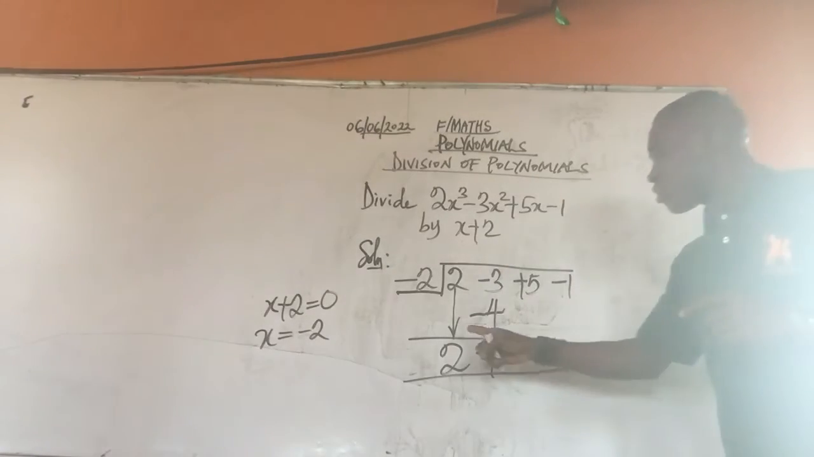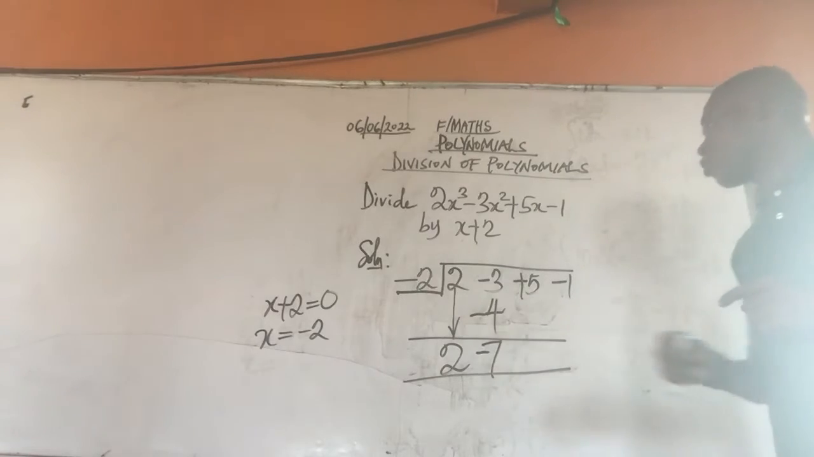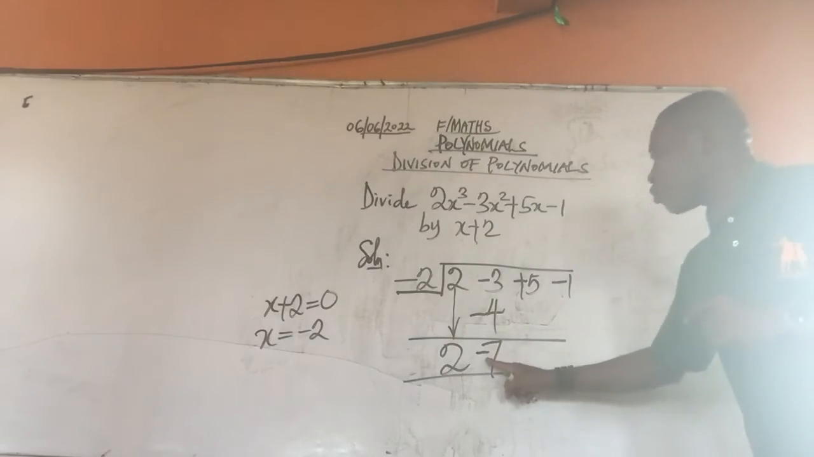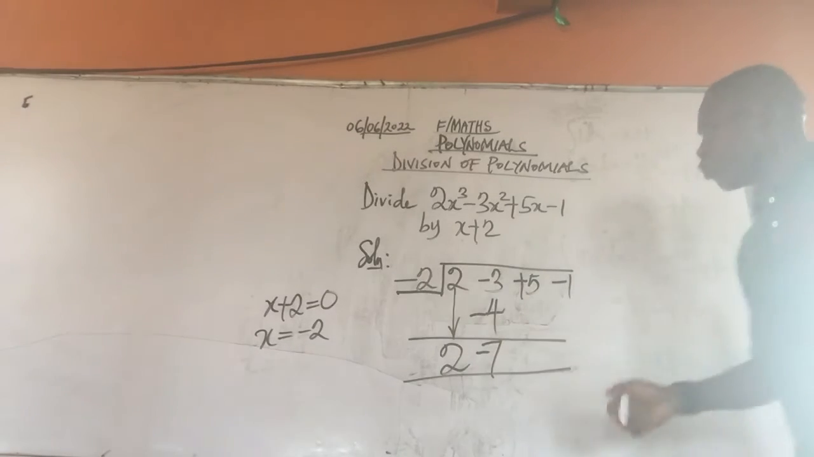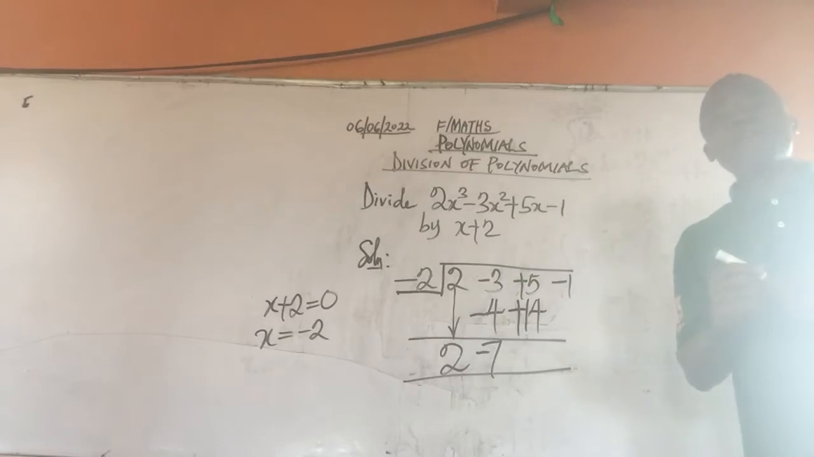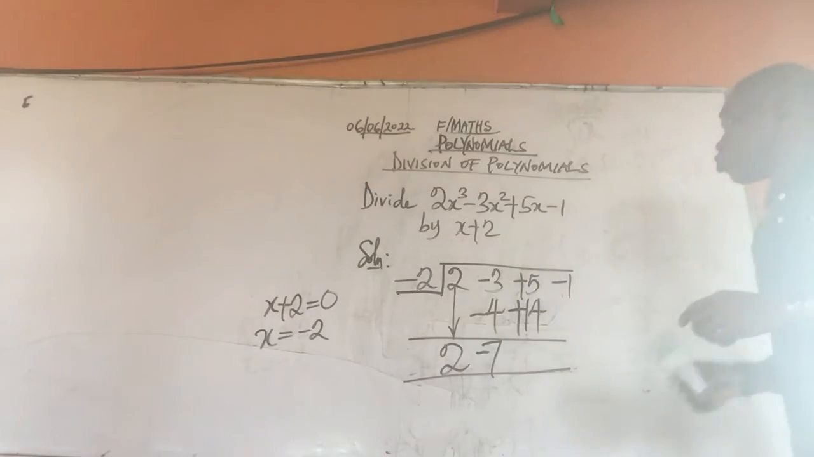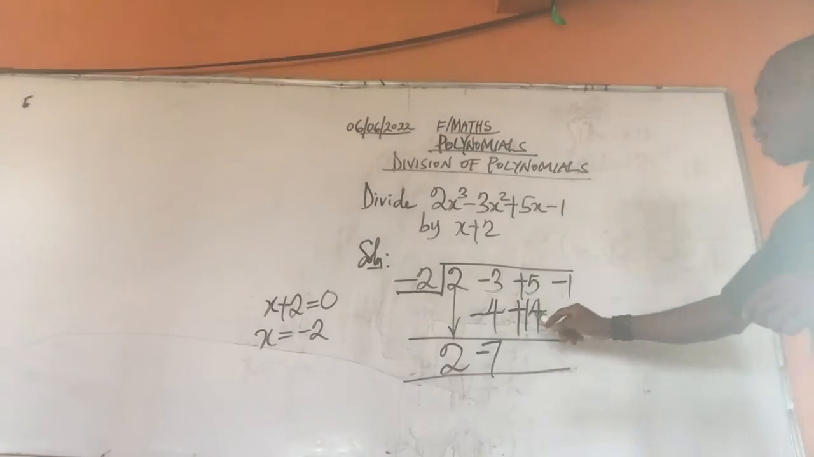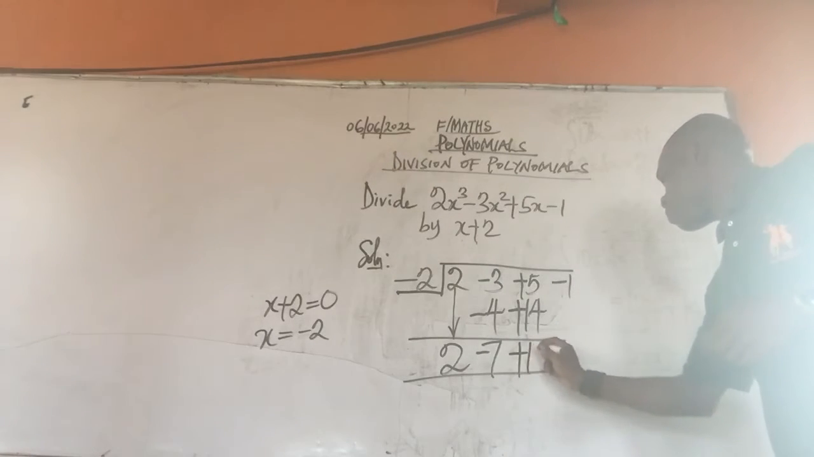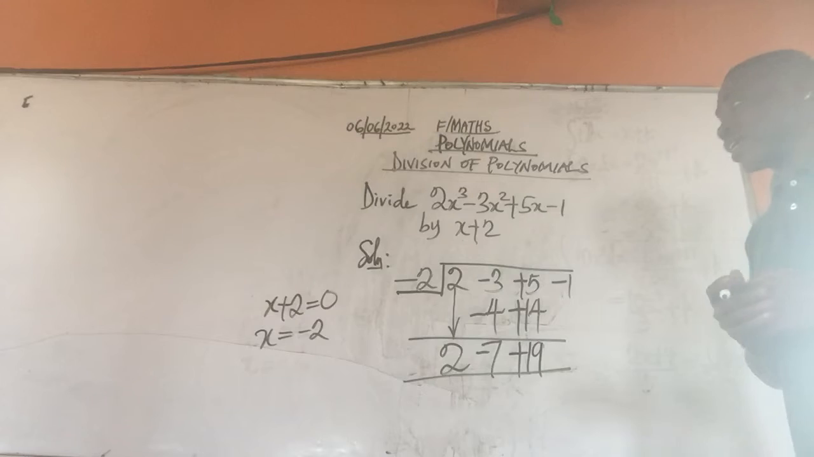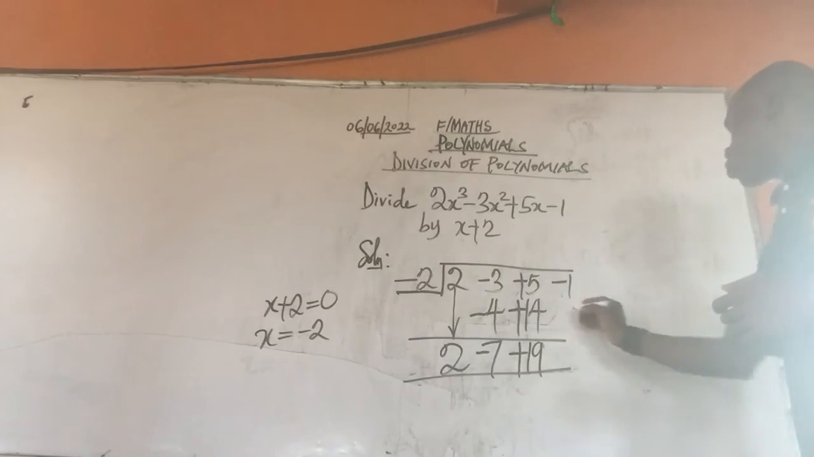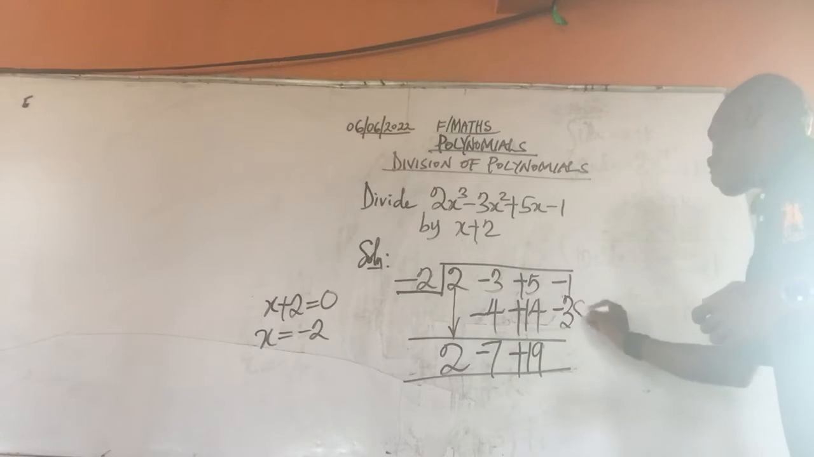The same way we multiply 2 by minus 2 to get minus 4 is the same way we are going to multiply minus 7 by minus 2 to get plus 14. Now, the next thing we need to do is to sum up our plus 5 and plus 14. That will give us plus 19. What do we do next again? We multiply plus 19 by minus 2. That will give us minus 38.